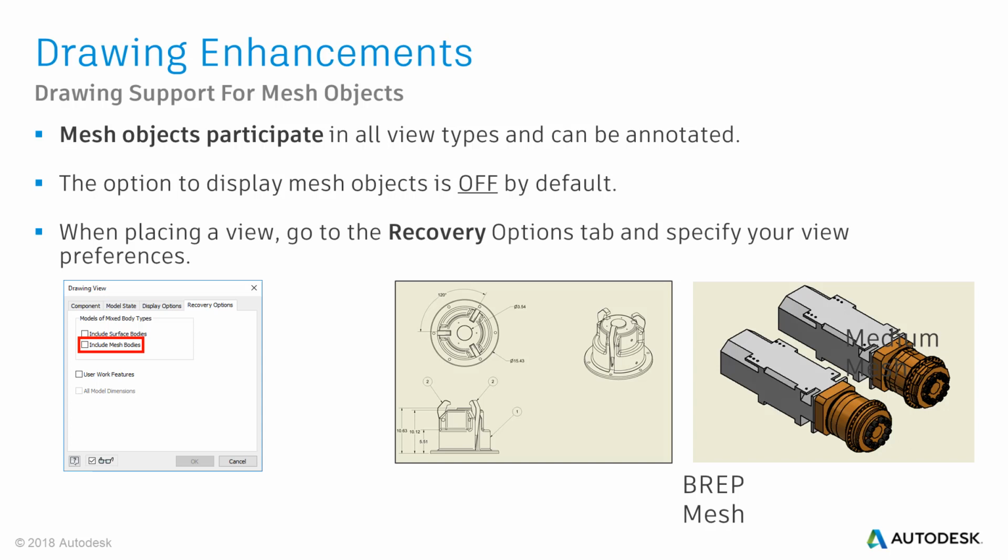Mesh objects participate in all view types and can be annotated. The option to display mesh objects is off by default. When placing a view, go to the Recovery Options tab and specify your view preferences.